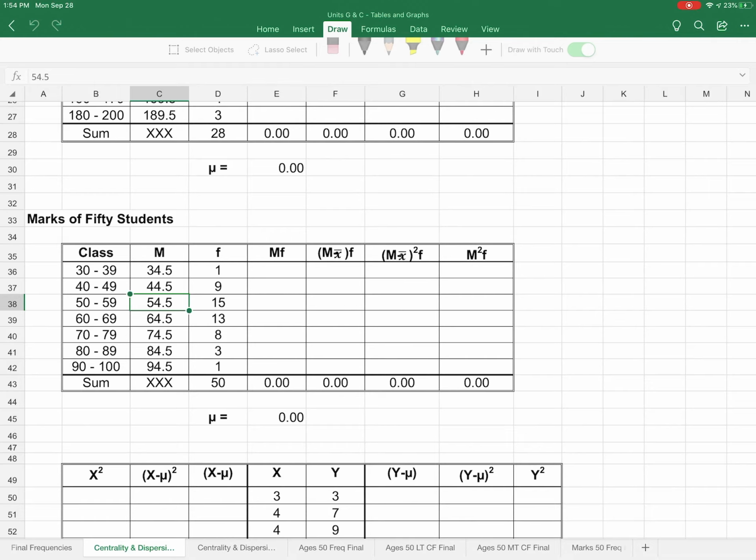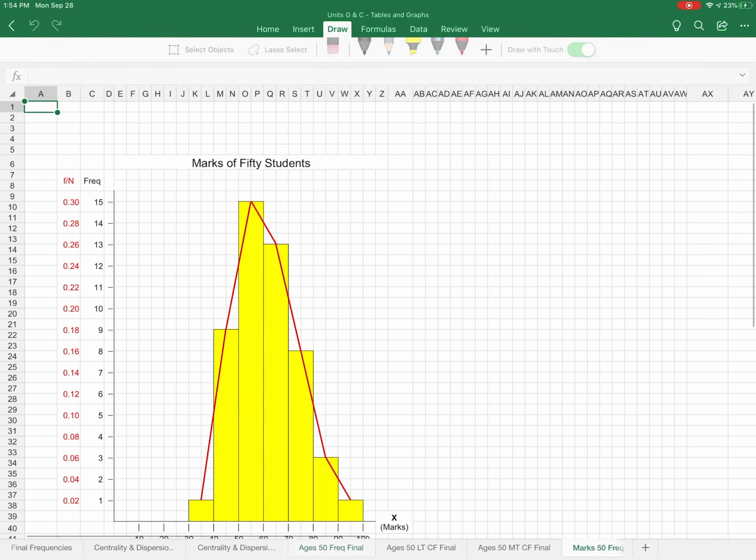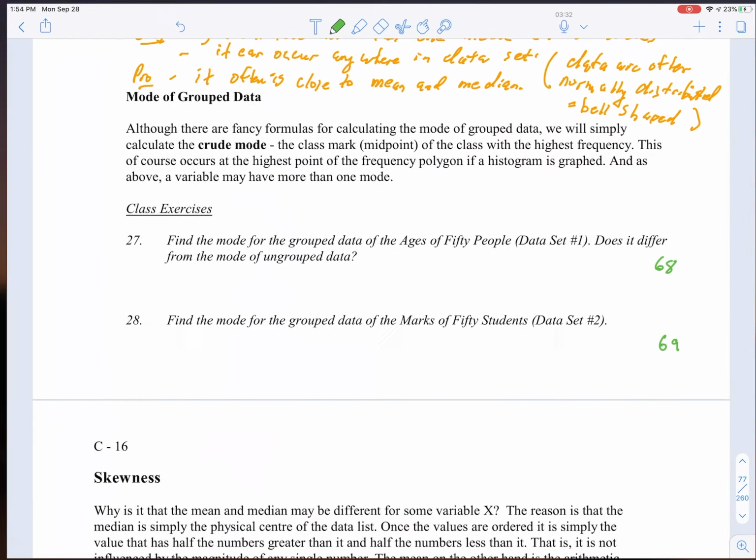Before we go back and write those in, let me just show you here then the histogram of the ages of the 50 people, and you can see that the high point of the frequency polygon, where it comes to a point, is in the 70s, so 74.5 there. And then let's take a look then at the marks for 50 students, and you'll see that the high point there is in the middle of the 50s, so 54.5. All right, let's go back and just write those in then.